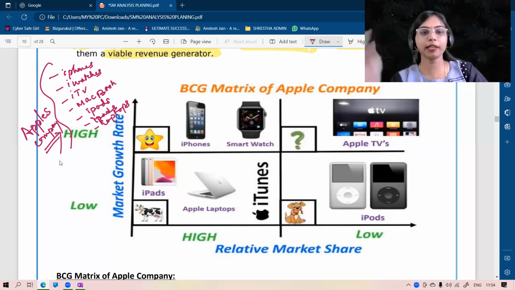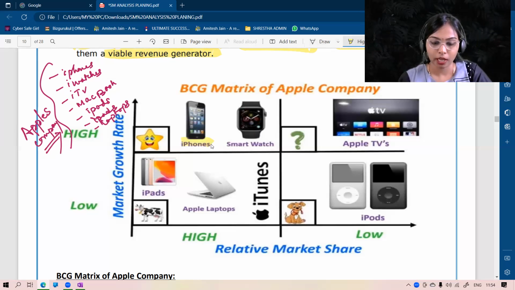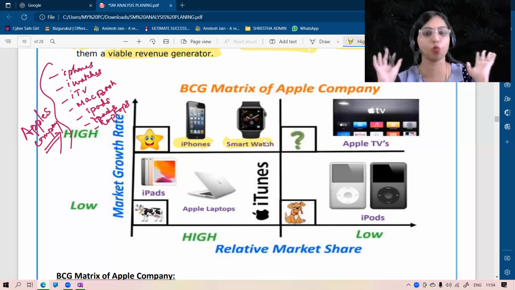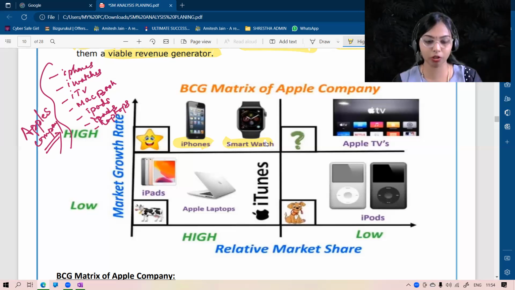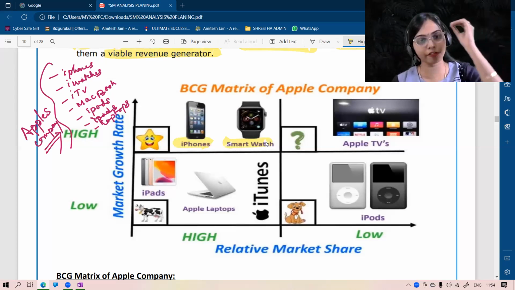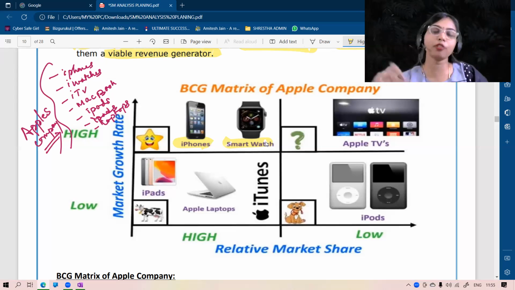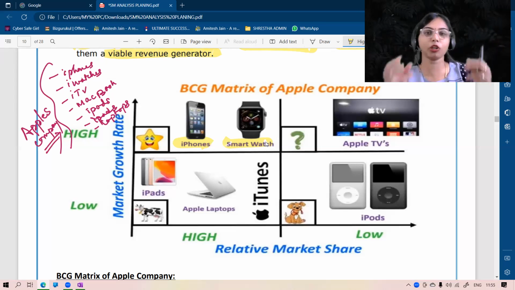Okay, if these are the products of the Apple company, then how do you put them in the BCG matrix? This is the matrix which I have shown. iPhone and smartwatch are the most sold. As you can see, every house has an iPhone, and if they are using iPhone, in 1 or 2 years they want to adopt the smartwatch too, because they want to connect with everything in the watch, and it should be there in day to day life.